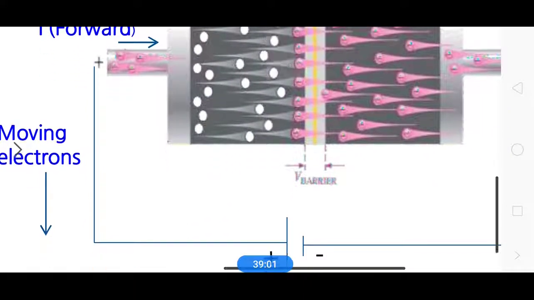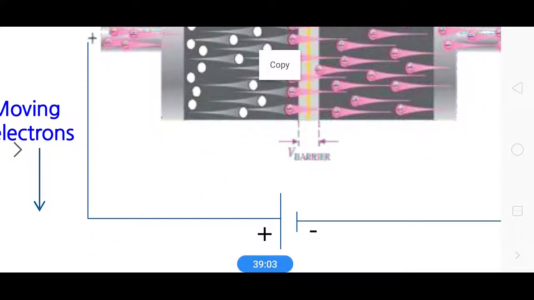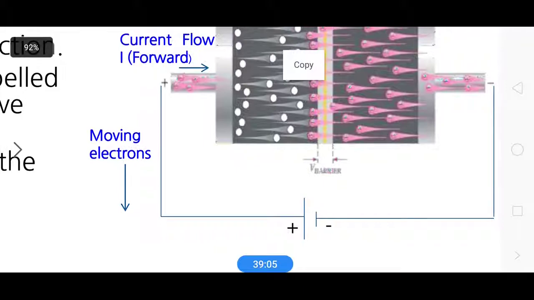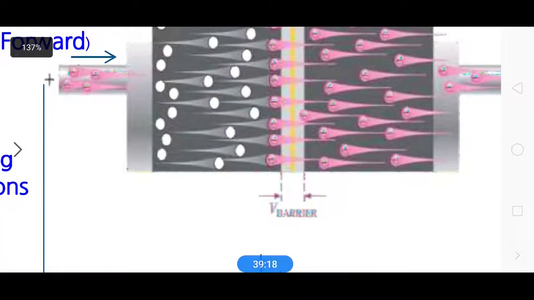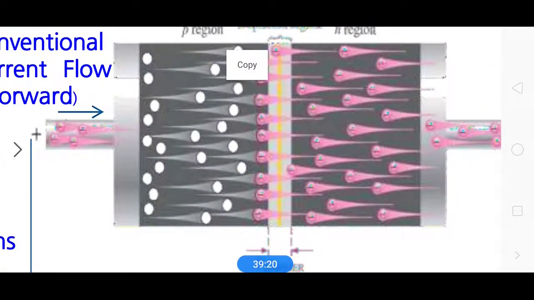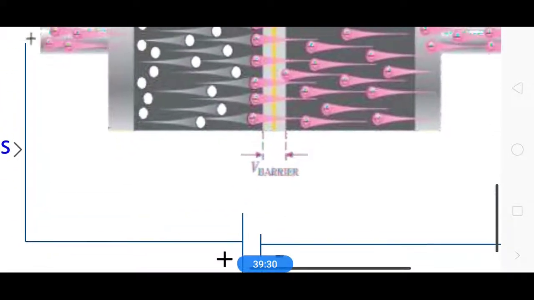And here the PN diode is connected in forward bias. So P side is connected to positive terminal of the battery and N side is connected to negative terminal of the battery, and here the barrier width is decreased. See the holes and electrons are moving towards the junction. So electron-hole recombination takes place across the junction.